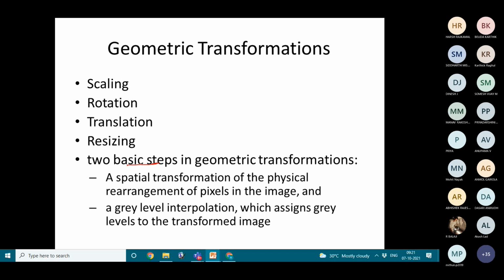Basically there are two steps in geometric transformation: first the spatial transformation, and then gray level interpolation. In spatial transformation, I have some pixel value x here, and by some transformation I am modifying this x to y, which is some transformation of x. Spatial transformation is the physical rearrangement of the pixels in the image. Then gray level interpolation assigns gray levels to the transformed image. These are the two steps in geometric transformation.